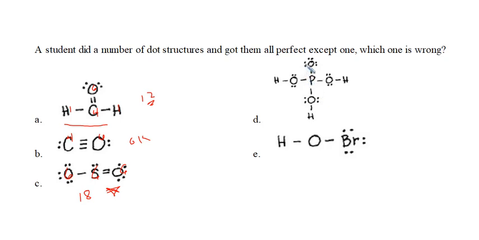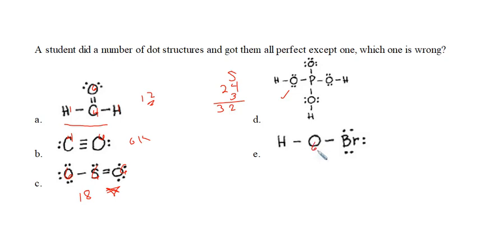Here, phosphorus, 4 oxygens and 3 hydrogens. So the phosphorus has 5. The 4 oxygens is 6 times 4, or 24. And then the 3 hydrogens, for a total of 5, 29, 32. Let's check it. 2, 4, 6, 8, 10, 12, 14, 16, 18, 20, 22, 24, 26, 28, 30, 32. That one's also okay.